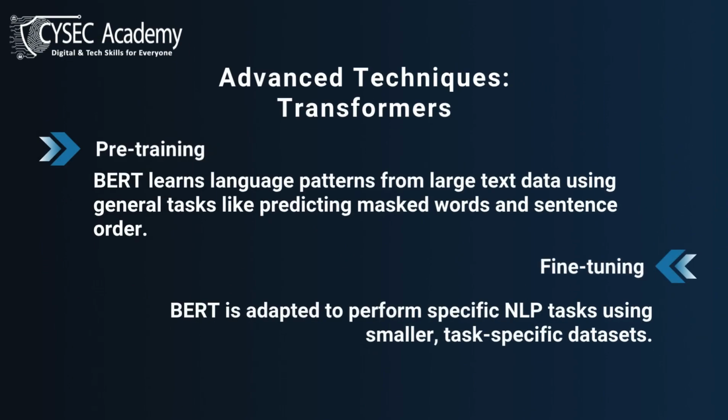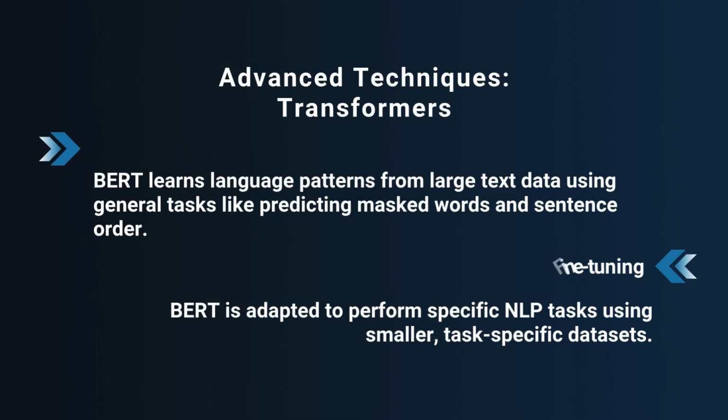Pre-training. BERT is trained on large text datasets using masked language modeling, MLM, and next sentence prediction, NSP. Under this we have 1. MLM. Random words are hidden, and the model learns to predict them using surrounding context. 2. NSP. Trains the model to determine if one sentence follows another logically. Fine-tuning. BERT is adapted for specific tasks like text classification, NER, and question answering.